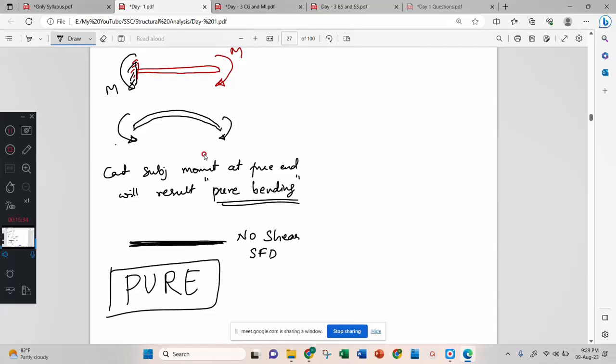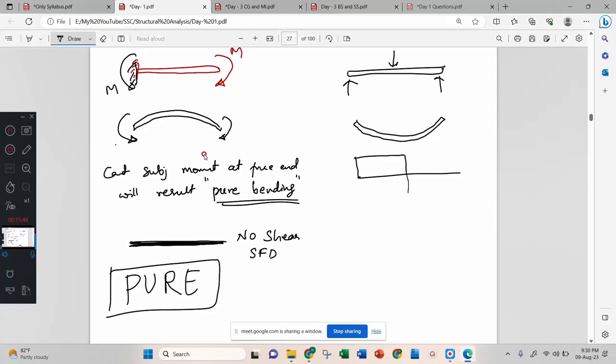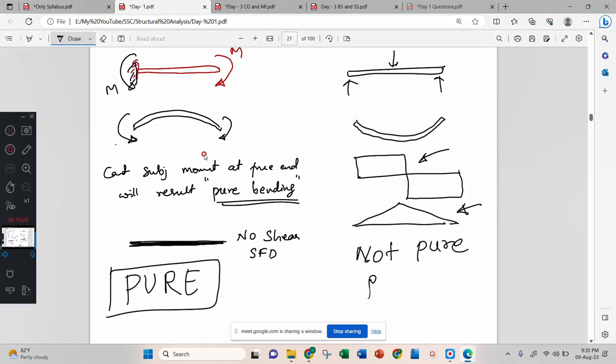Then in a simply supported beam with transverse loads, this also bends. But in this case, inside the body shear force is also there and bending moment is also there. Means the body will resist shear also, and the body will resist bending also. Then after that it will bend. Therefore, this is not pure bending. Therefore, this is called flexure.